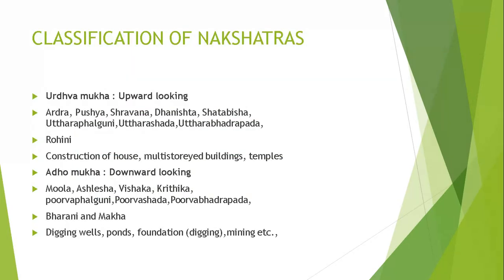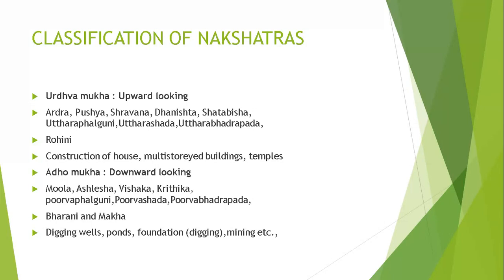Next, these nakshatras are again classified into different types. If you remember the actual meaning of these types, then you don't have to memorize for each and every nakshatra which purpose it is used for. Now, when I say Urdhva Mukha, it means upward looking, the nakshatra which is looking up. So, what are those? Arudra, Pushya, Shravana, Dhanishta, Shatabhisha, Uttara Palguni, Uttarashadha, Uttara Bhadrapada, Rohini.